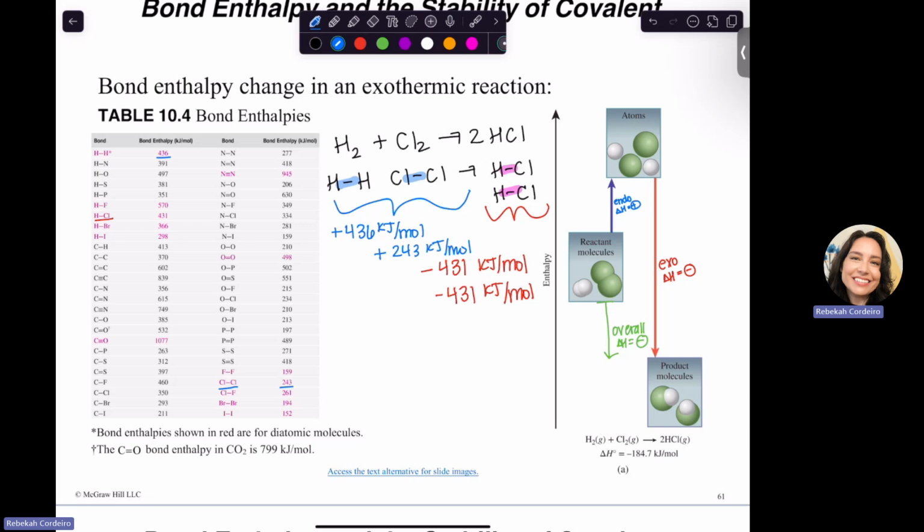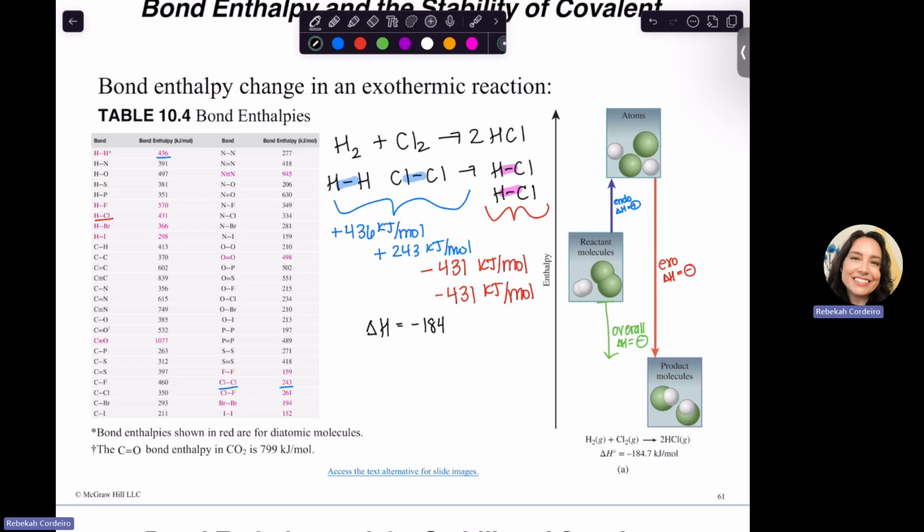And then if you are following my method, you can just literally put all this in the calculator. I don't even write it down. I just put it in the calculator after I draw those Lewis structures. And so we should get a delta H of negative 184. It says 0.7, but I don't think you'll get the 0.7 when you do this.